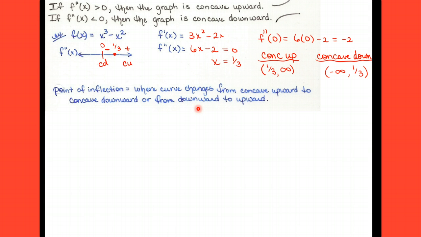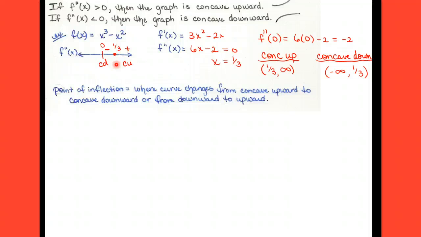So like we were talking about y equals x cubed a little bit ago, and we've got it graphed up here. If you'll notice, this piece from negative infinity to 0 is concave downward, and this piece from 0 to infinity is concave upward. So 0 right there would be a point of inflection where it changed from concave down to concave up. In our example right here, 1/3 would be our point of inflection where our function changed from concave down to concave up.